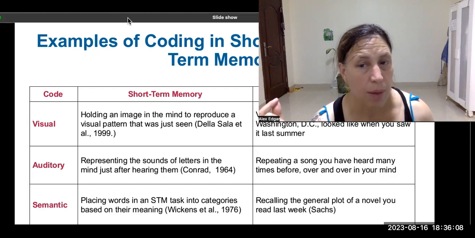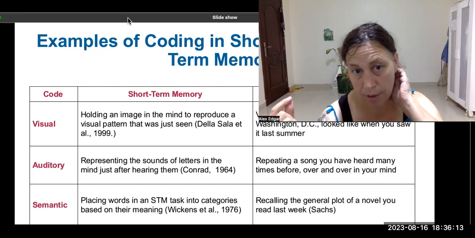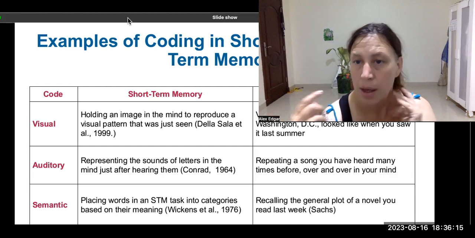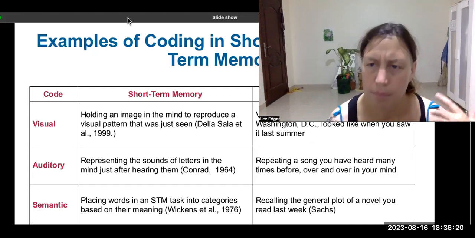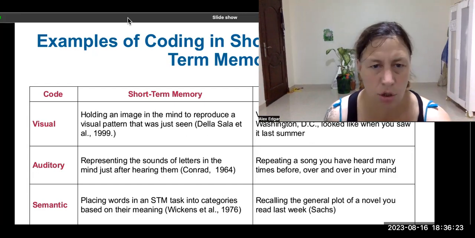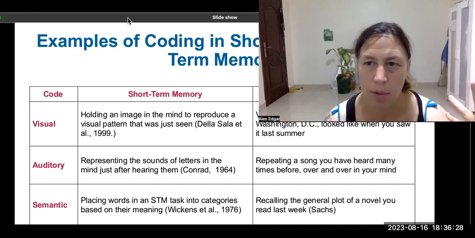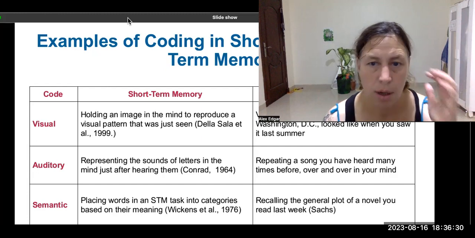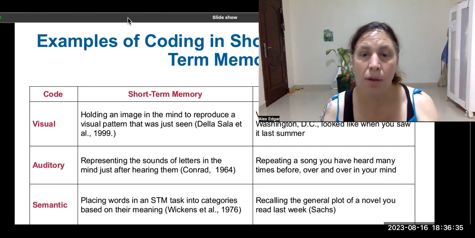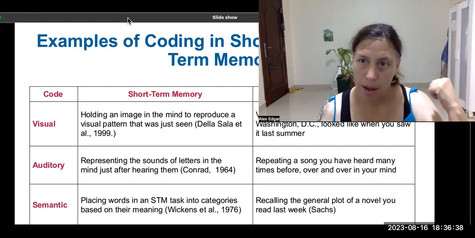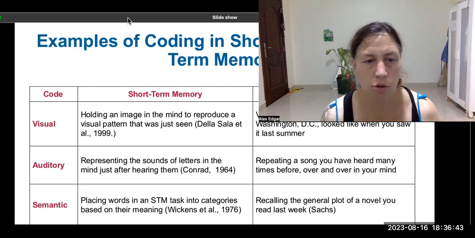Okay, auditory memory. Similar, also very important for the arts. So if you can represent the sounds of letters just after hearing them, like when you learn words in a foreign language for the first time, you can reproduce it immediately after your teacher or your tutor says those words. But 5 minutes later, 1 minute later, 30 seconds later, it's gone. Whereas long-term auditory memory is when you can remember what you heard many years ago or 1 minute ago, both count as long-term memory.